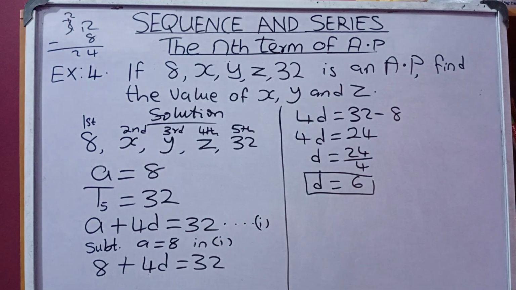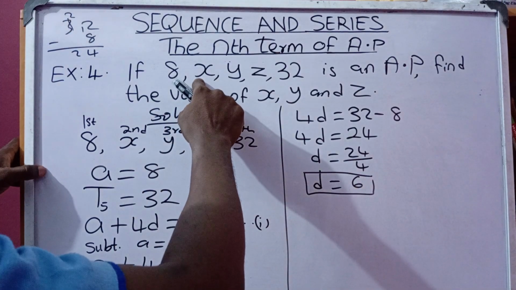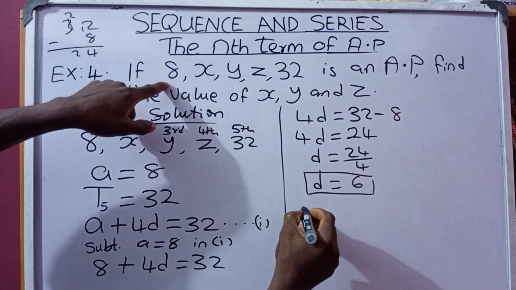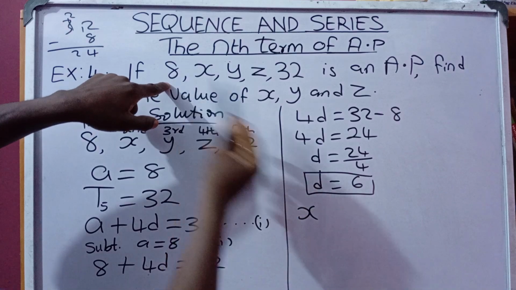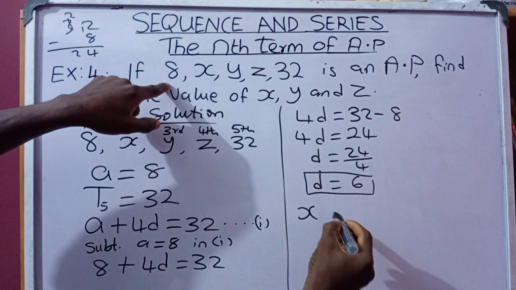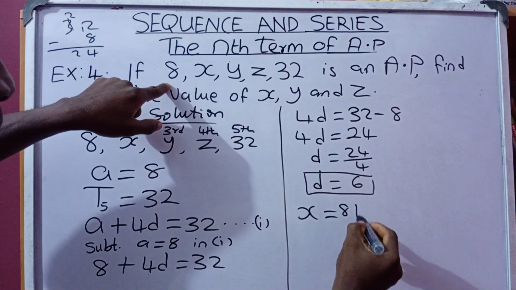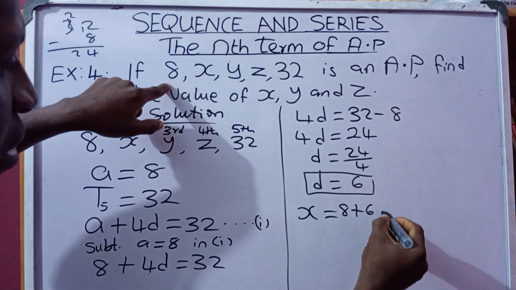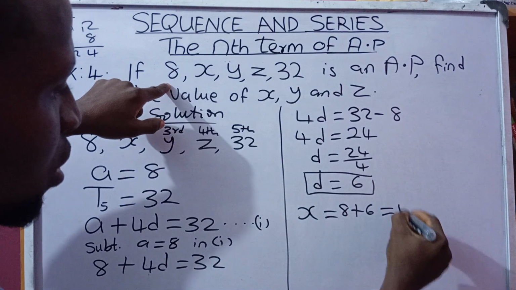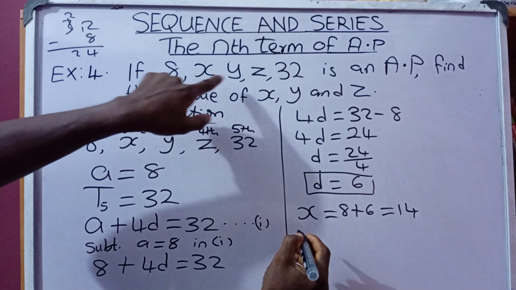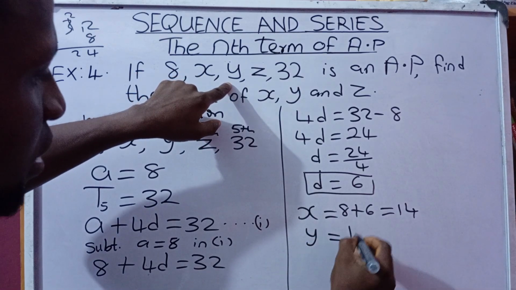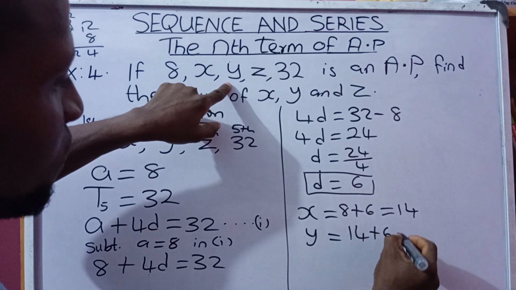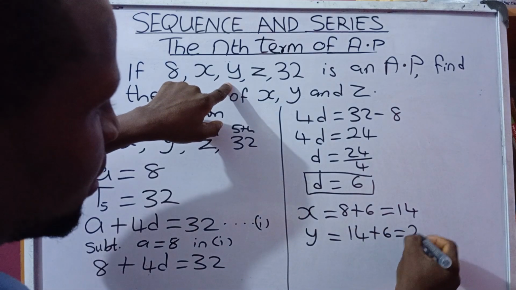Now that we have the common difference as 6, getting these terms will be easier for us. To get x, the second term, it will be the first term plus the common difference, 8 plus 6, which gives us the value of x, which is 14. So to get the third term, y, it is the second term 14 plus the common difference, and that will give us 20.